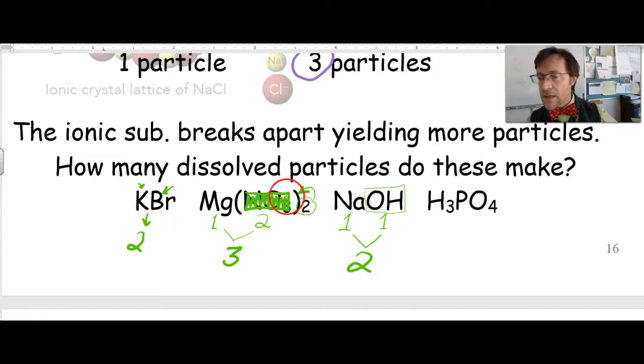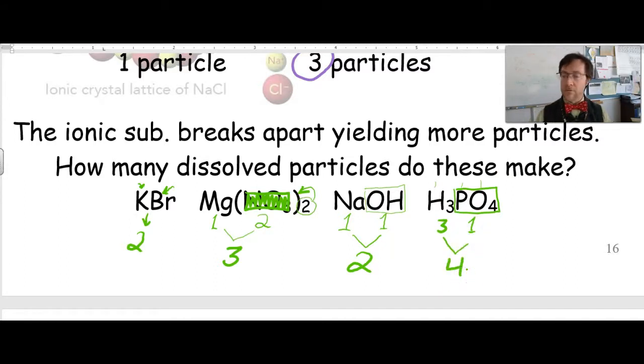All right, H3PO4. I see not 1, not 2, but 3 capital letters. You're right, polyatomic ion. Let me look it up right quick on my reference tables to see which polyatomic ion I have. And sure enough, the PO4 is a polyatomic ion. So let's see here. I've got 3 hydrogens, no parentheses or anything. So that's just 1 PO4. So that will give me 4. Wow, 4. So which one of these substances would have the greatest colligative effect? This one right here, because it will make 4 particles when you dissolve it in water.